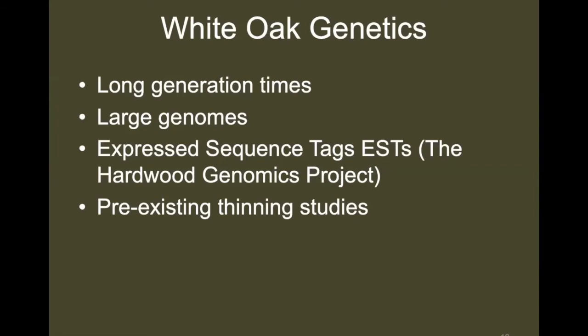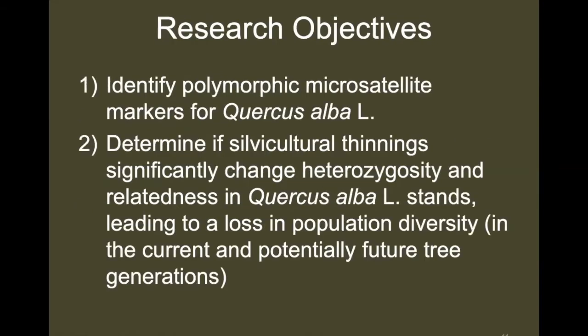But what we had access to were expressed sequence tags, or ESTs, from the Hardwood Genomics project. And we also had access to a pre-existing thinning study where the thinnings had been implemented in the 1960s and had enough time, instead of us implementing them now. So with all of those ideas in mind, we asked ourselves, what would our specific research objectives be? Our first specific research objective was to identify polymorphic microsatellite markers for Quercus alba. And second, to determine if silvicultural thinnings significantly change the heterozygosity and genetic relatedness in Quercus alba stands, leading to a loss in population diversity in the current stands and potentially future tree generations.